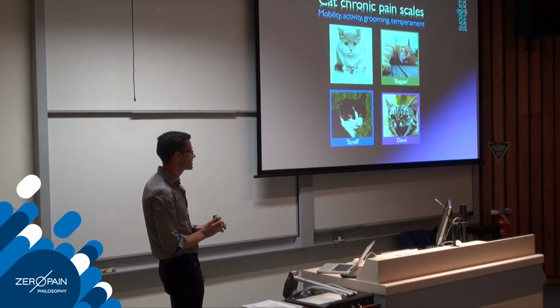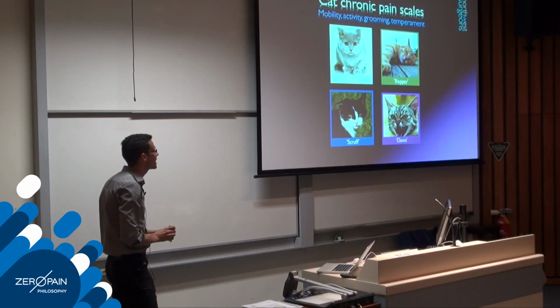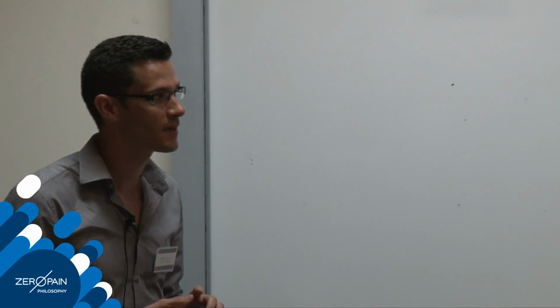There has been some work on cats and chronic pain, and the 4 categories that they have focused on so far have been mobility, activity, grooming, and temperament. But as of yet, there are no formal pain scores. But when I'm talking to owners with cats in chronic pain, these are the areas that I sort of lean towards asking them questions about.